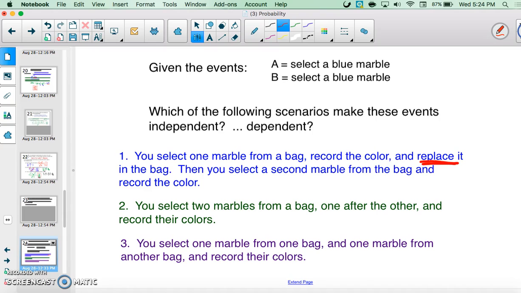Then you select a second marble from the bag and record the color. Because we replaced it, we still have the same marbles to pick from our second draw. So that means this is independent. My first draw did not affect my second draw. For number 2, you select 2 marbles from a bag, one after the other, and record their colors. We did not replace those marbles, so once you drew one, it changed the probability of drawing the second one. So these 2 depend on each other, so these are dependent.